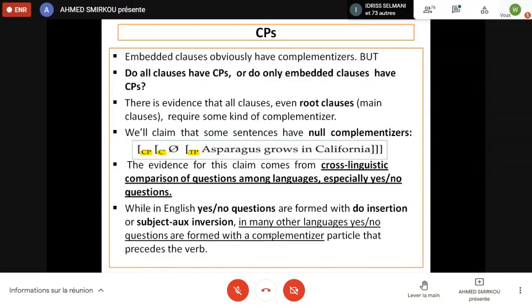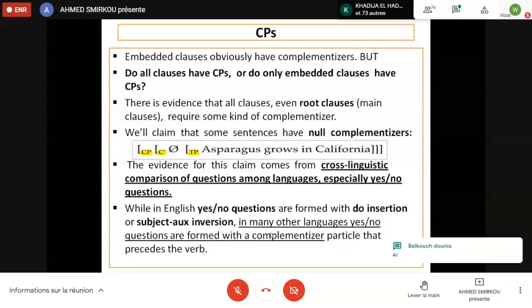Let me say it differently. We are talking about yes or no questions. There are some languages that use do insertion or subject aux inversion, while other languages do not use subject aux inversion. They use a word, a specific complementizer. We'll use two examples of languages, English and Irish. English uses subject aux inversion or do insertion. Irish uses a specific complementizer, which is R.